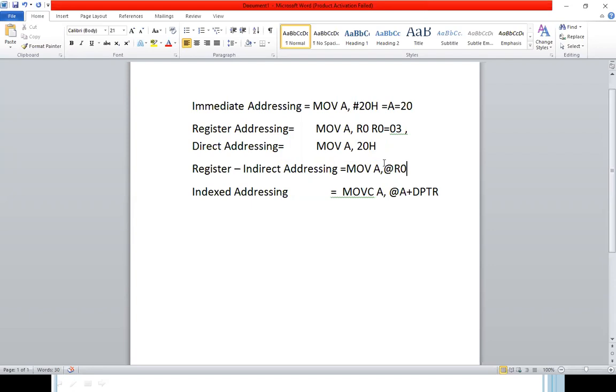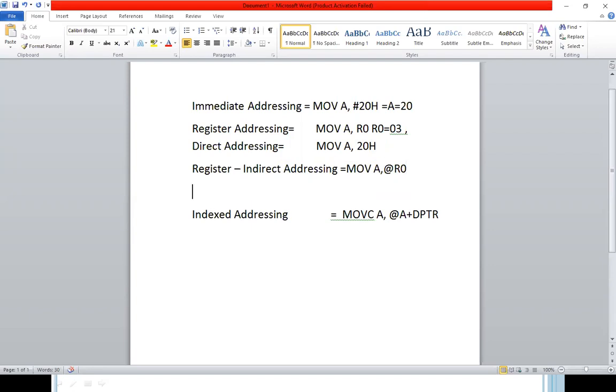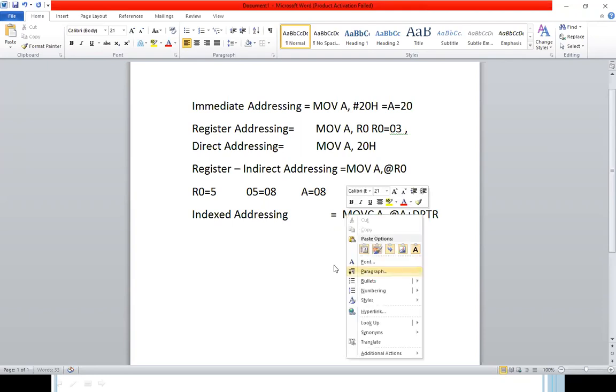Suppose it is indirect addressing mode, what does it mean? Suppose R0 contains the value 05. At location 05 the value is 08, and this 08 is transferred to the accumulator. This is called the register indirect addressing mode.